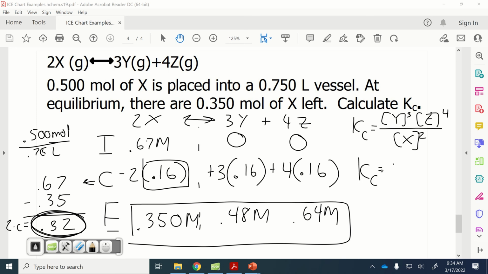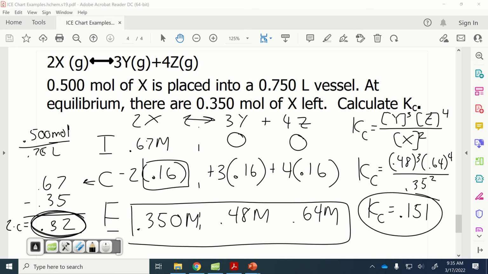Kc equals 0.48 cubed times 0.64 to the 4th over 0.35 squared. So 0.48 cubed times 0.64 to the 4th divided by 0.35 squared. And the Kc here is 0.151. Oh yeah, it's 0.151. Yep. So 0.151 in the end.